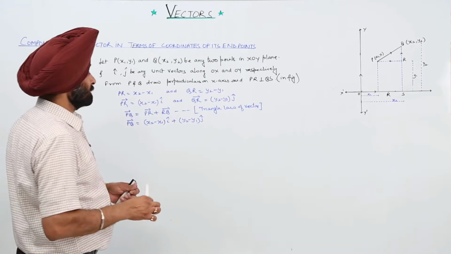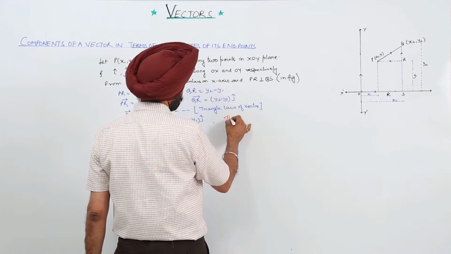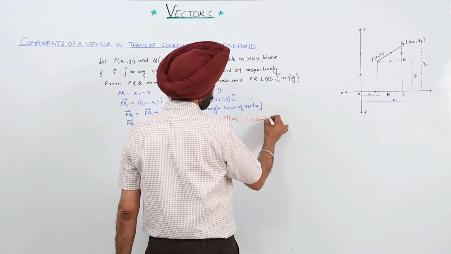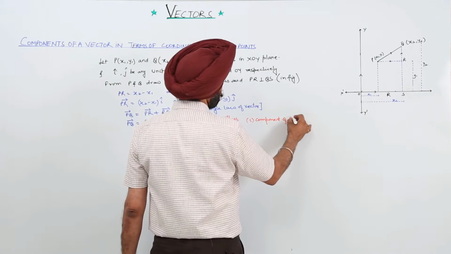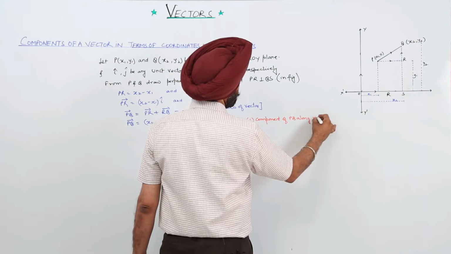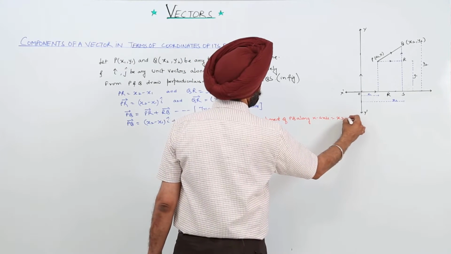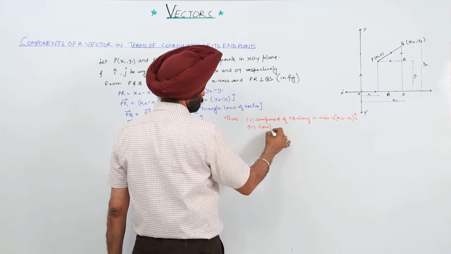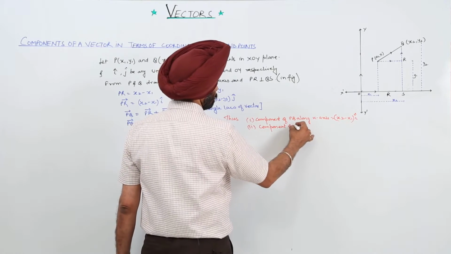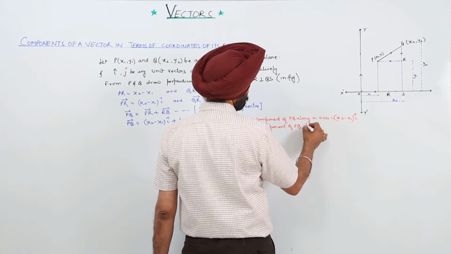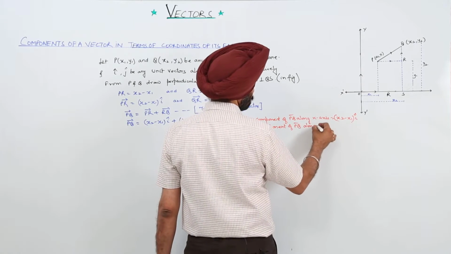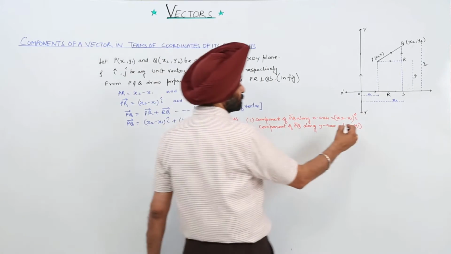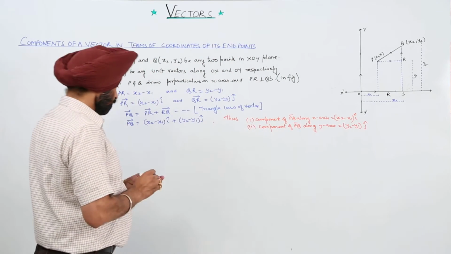Now here what two conditions arise? Number 1 is component of PQ along x-axis is equal to x2 minus x1 with i cap, and number 2 component of vector PQ along y-axis is equal to y2 minus y1 with j cap.